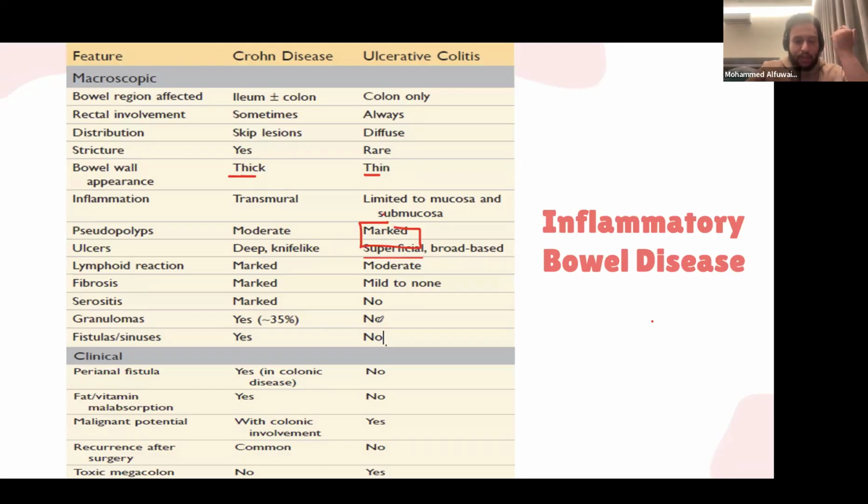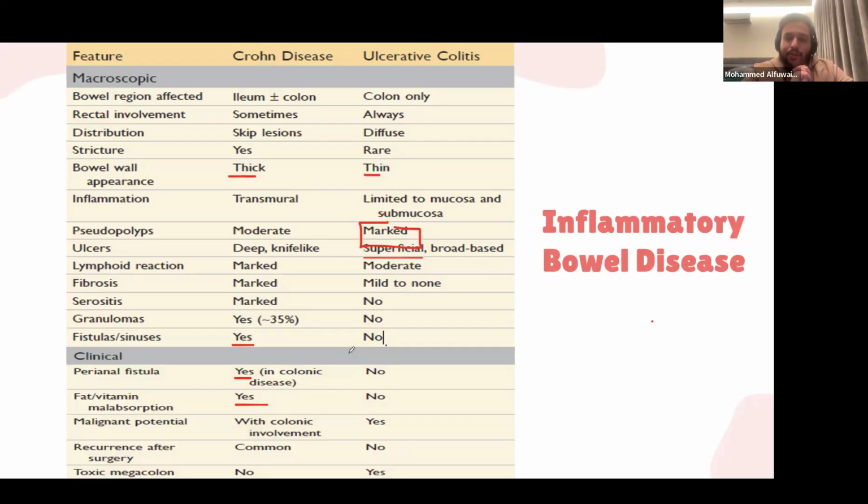All this we mentioned already. Perianal fistula, as we already mentioned, fistulas are more important in Crohn's disease. There is fat and vitamin malabsorption in Crohn's. Why? Why will it have fat and vitamin malabsorption? Terminal ileum, perfect. Now, I'll get to this later.